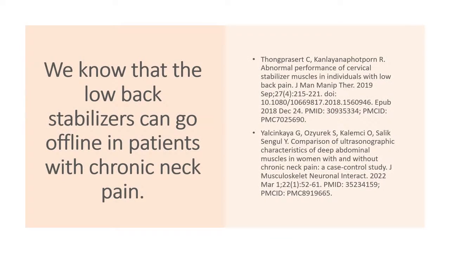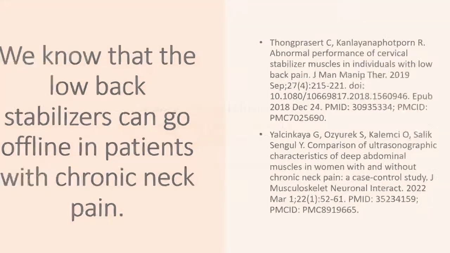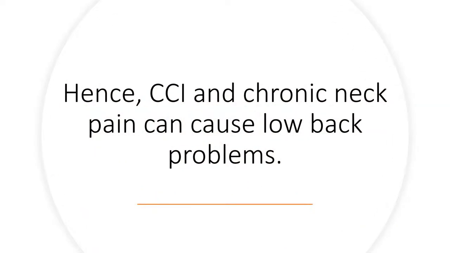And we also know that low back stabilizers can go offline in patients with chronic neck pain. So these are two references that discuss how that happens and why that happens. Hence, there is probably a connection between craniocervical instability and chronic neck pain that can lead to low back problems, sacral problems, tailbone problems, all of that good stuff.